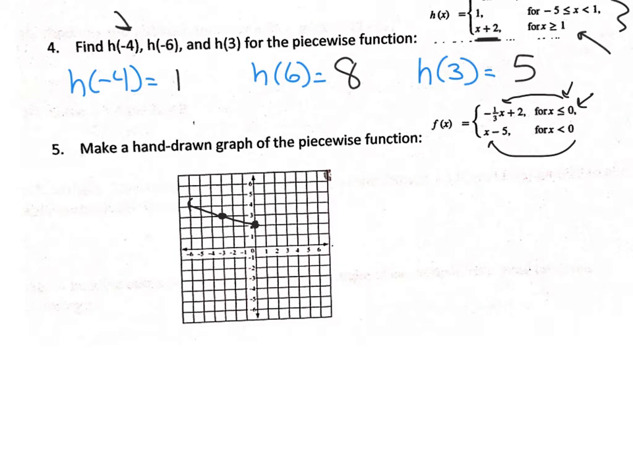Plug in 0 in there. 0 minus 5 is -5, so I'm going down to -5, empty circle at -5. The slope of that one's 1. I'm going to rise 1, run 1. And I'm going to connect those, just like that. And there's your piecewise function. All you have to do is graph your 2 or 3 lines, however many they give you.